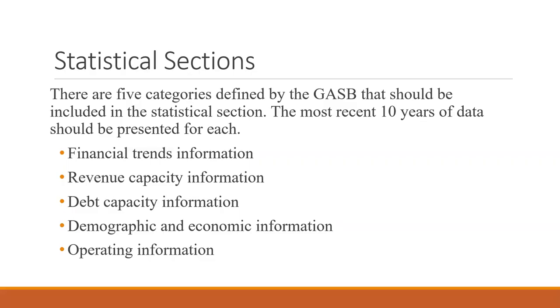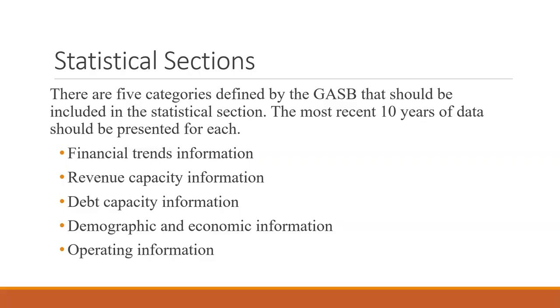Then we have our debt capacity information. So what is our current debt burden? What is our ability to issue additional debt? What is our current debt cap based on a percentage of our total property valuation, if you remember from Chapter 6? Then we would also have any information about debt limits, margins, pledged revenues, ratios of outstanding debt.